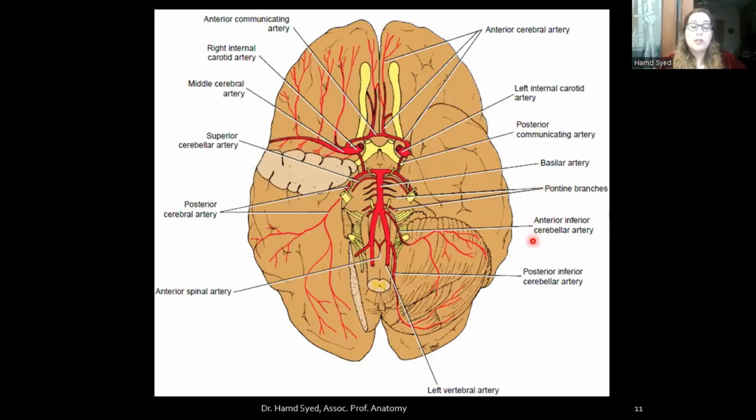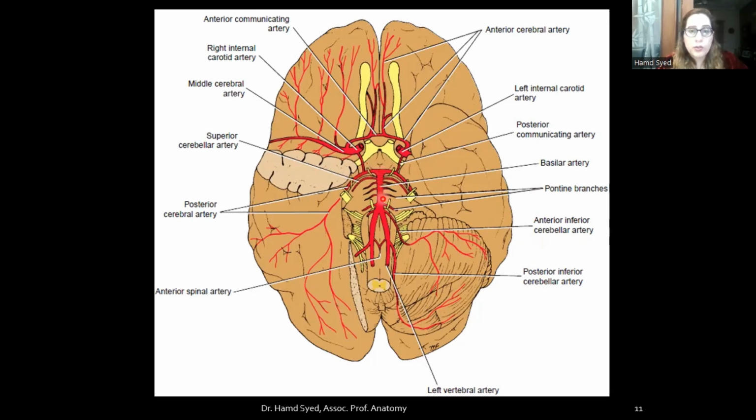So here now is a diagram which is showing us the inferior aspect of the brain. And here you can see this is the Circle of Willis. Now, as you can see, this is a circle or ring which is roughly hexagonal in shape, and it is formed by the anterior communicating artery, the anterior cerebral artery, and then you can see the internal carotid, and then the posterior communicating, posterior cerebral, and the basilar artery.